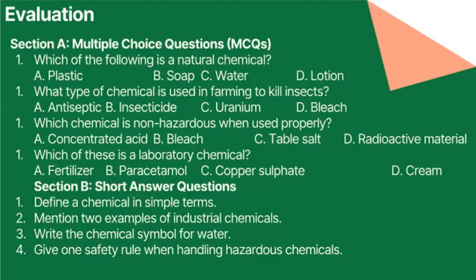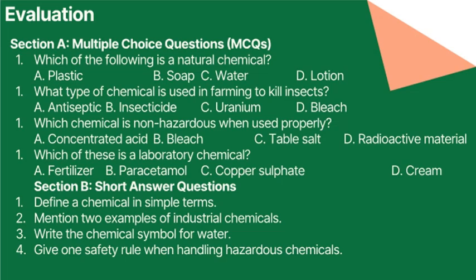Let us now test your understanding. Multiple choice questions. Question 1. Which of the following is a natural chemical? Options are A. Plastic, B. Soap, C. Water, D. Lotion. Question 2. What type of chemical is used in farming to kill insects? Options are A. Antiseptic, B. Insecticide, C. Uranium, D. Bleach.